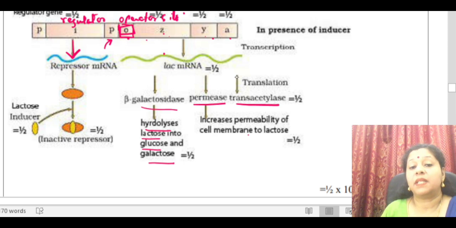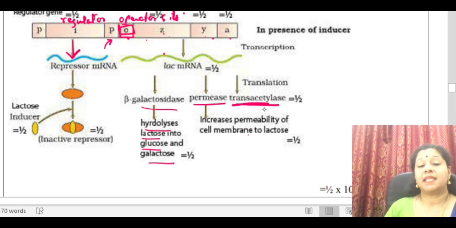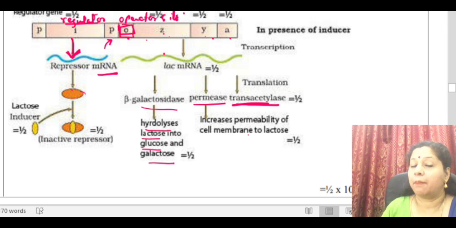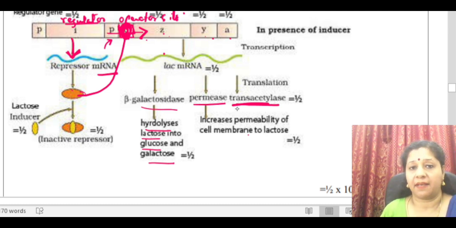A stands for the gene which transcribes the transacetylase enzyme, and this transacetylase enzyme is needed for the metabolism of lactose. So usually the process is like this. From the regulator site I gene, an mRNA forms which will produce a protein called a repressor protein. If this repressor protein goes and binds here, then the RNA polymerase will not be able to polymerize this mRNA, that means transcription or later translation. So none of these enzymes are formed in the absence of lactose. So this is called the off state.